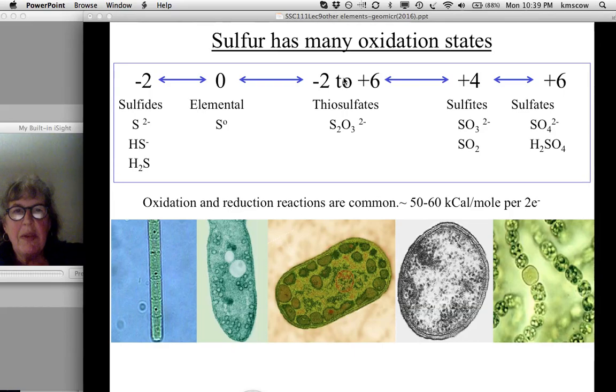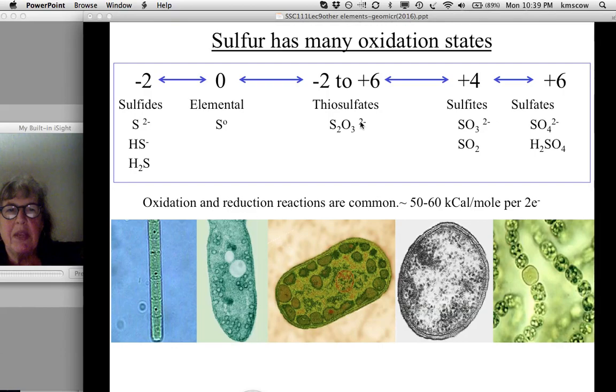So sulfur has many oxidation states, and this figure here shows you that it ranges from -2, which are the most reduced forms of sulfur, which are in these sulfide forms, then elemental, which is the 0 oxidation state, then to the thiosulfates that are in the range of -2 to +6 over a variety of different states, to sulfites, which is +4, to sulfates, which is +6.